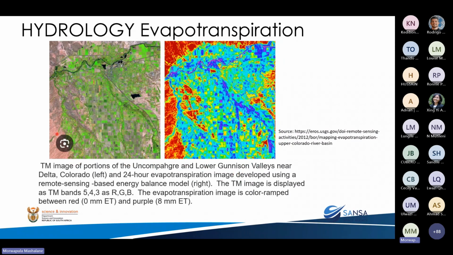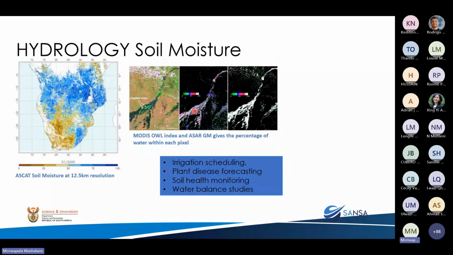So as you can see on the left, these are croplands. The blue means there's high ET. What we know about ET is that it's directly related to the crop yield, which means the higher the ET, the higher the crop yield. The areas that are purple have high evapotranspiration, and the red is where there's low evapotranspiration.